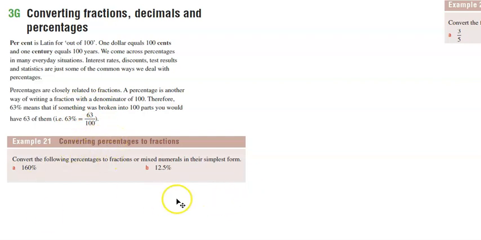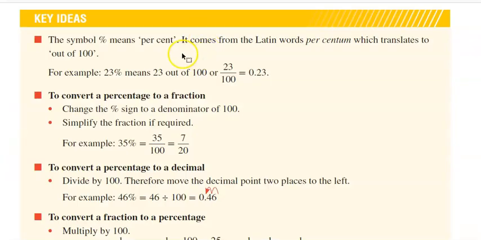Now, before we get to different examples, I have to show you the processes of how to deal with the conversions. So remember, the word percent just means per century. That's where the word percent comes from. It's actually two words put together, per century. And again, it comes from the Latin words per centum, which translates to out of 100.